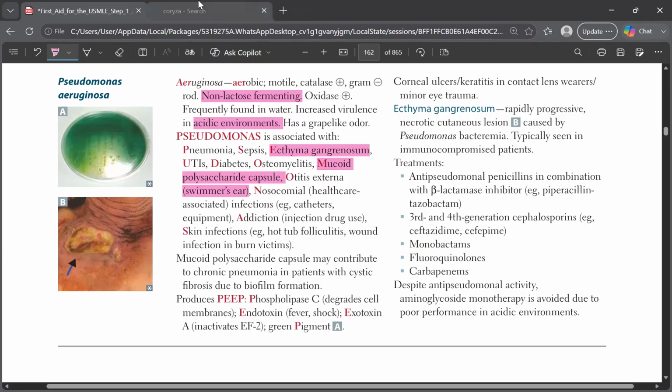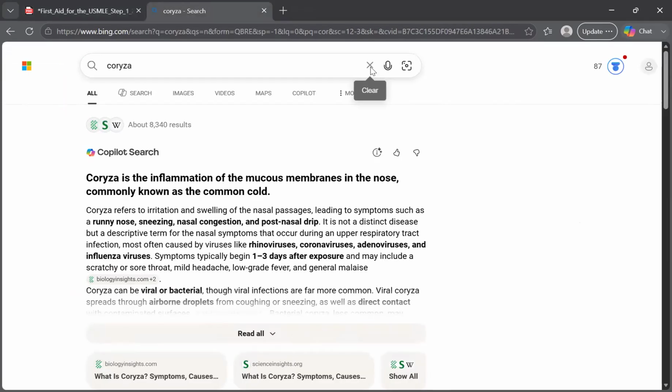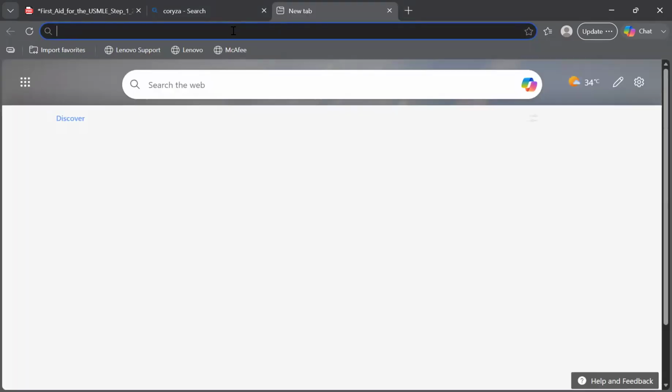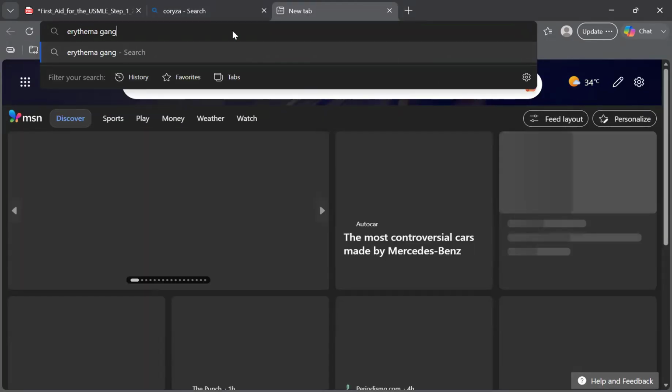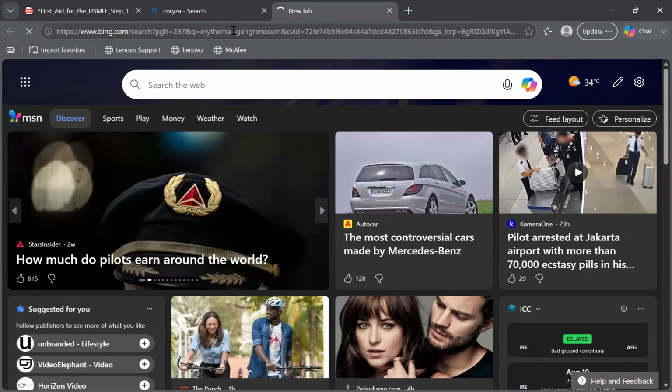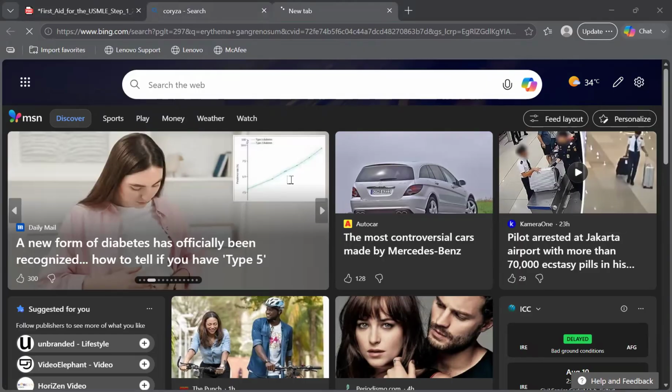So, what is erythema gangrenosum UTI? The erythema gangrenosum. Erythema gangrenosum. Oh, no. Erythema gangrenosum. I think my internet is slow. So we got to do this and then we need to.